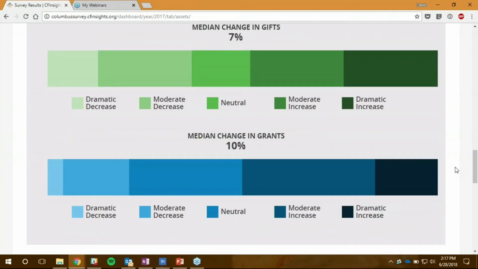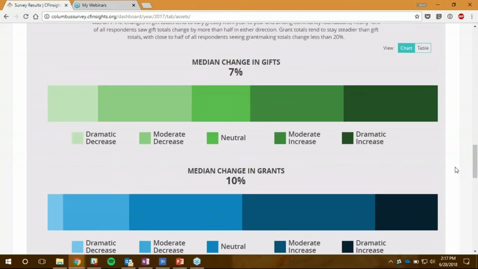So now we're going to look at the entire sample again, not just the top 100, and speak briefly about changes in gifts received and changes in grants from 2016 to 17. If we focus on the change in gifts, I emphasize this all the time, but I'll emphasize it again. Tracking or predicting changes in gifts received by community foundations is very difficult. That is demonstrated in two different ways here.